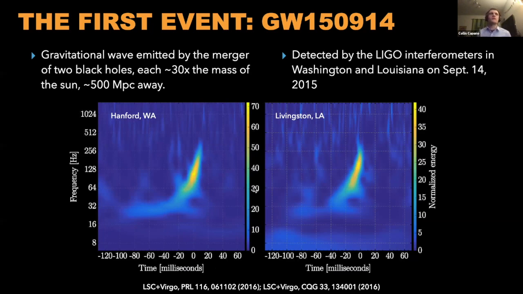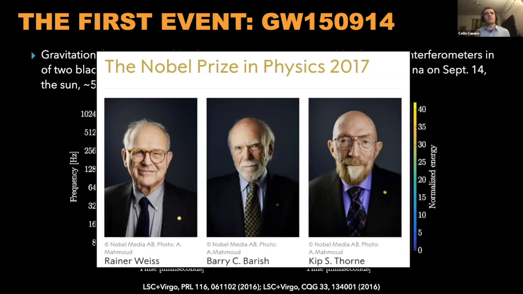We later determined that this was specifically a wave from the merger of two 30 solar mass black holes that were about 500 megaparsecs away, which is about 1.5 billion light years. And for this first detection, the three founders of LIGO, Rai Weiss, Barry Barish, and Kip Thorne, won the Nobel Prize in Physics in 2017.